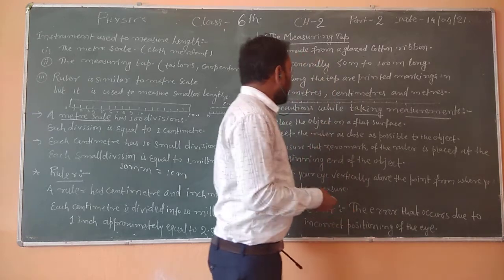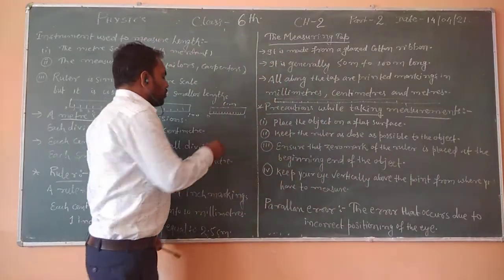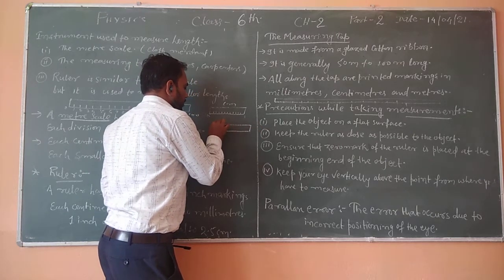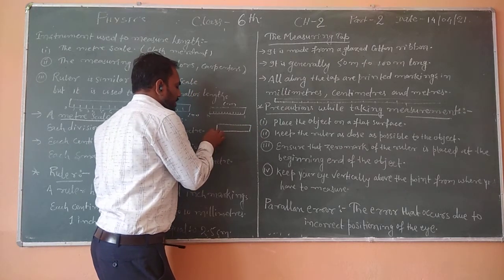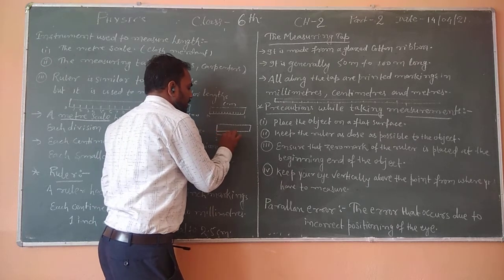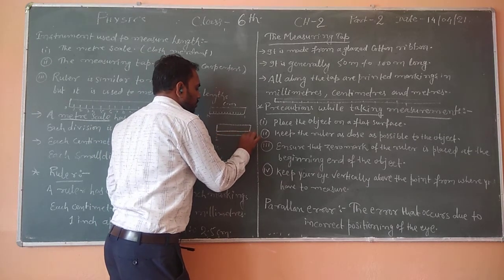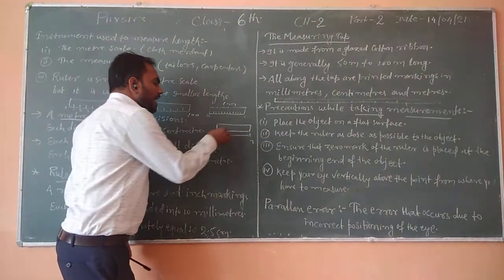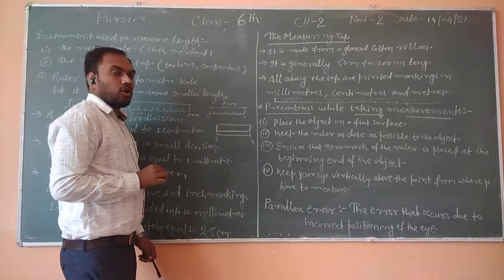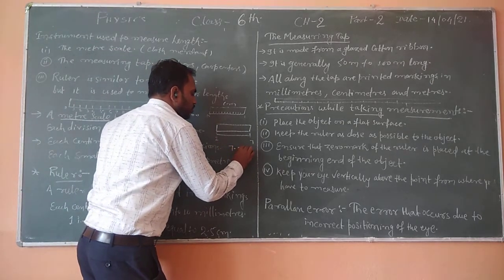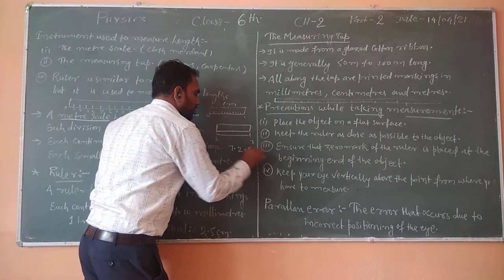If I start reading from 2, for example, I have measured this object's length, and my scale reads from 2 up to 7, then what will be the actual length of that object? That will be 7 minus 2, that is 5 centimeters.